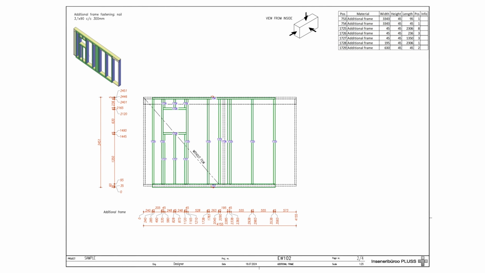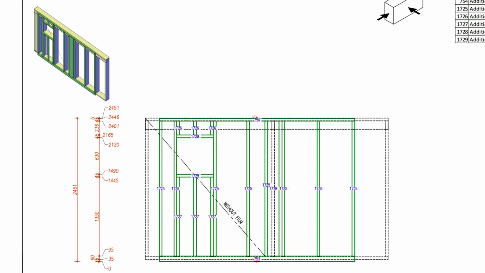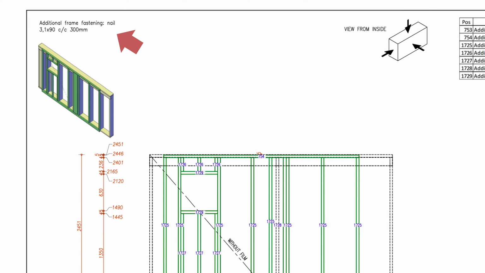Page 2.4 of the drawing shows the attachment of the additional frame to the main frame. The black dots here show the previous layer, and with green, the new layer installation is showcased. On the left upper corner, there are some new remarks as well. In this case, the additional frame needs to be secured to the base frame with a nail with the dimensions of 3.1 by 90 millimeters and with a step of 300 millimeters.